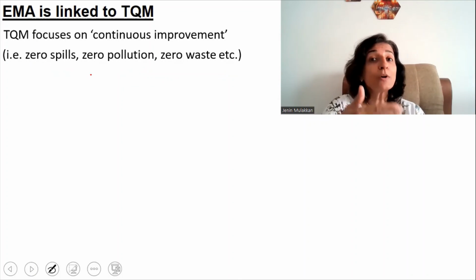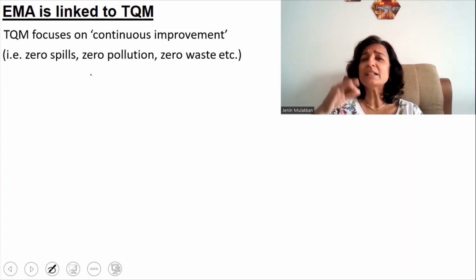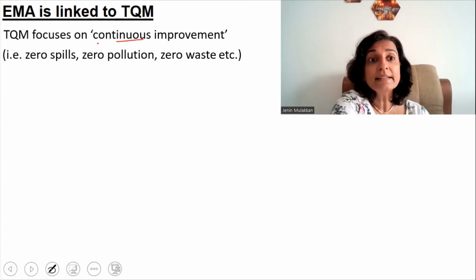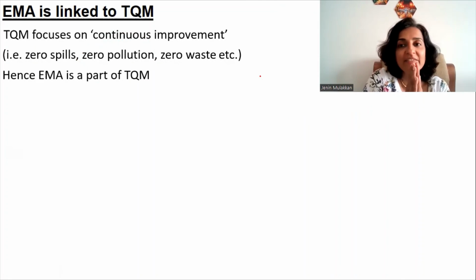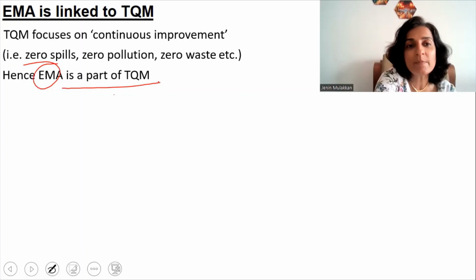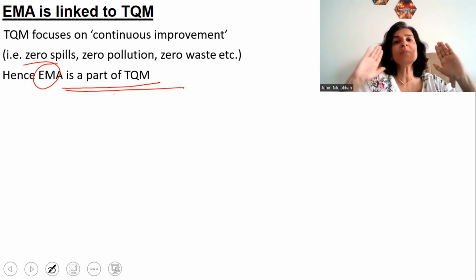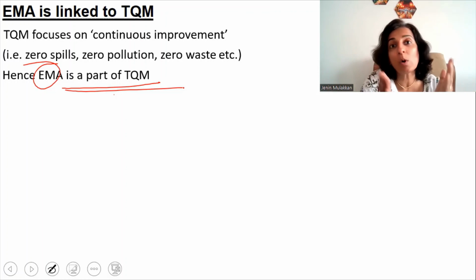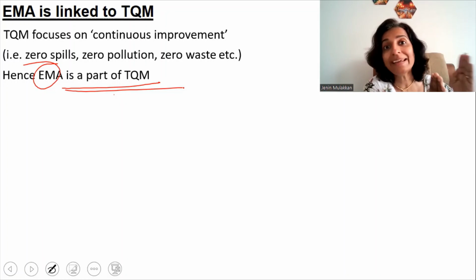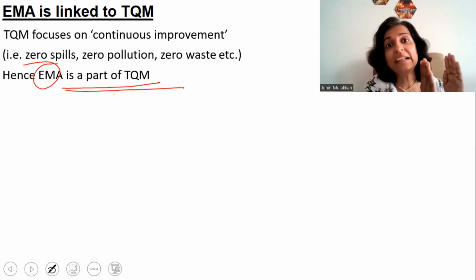That's their target. So what can you understand from this? Once the quality of the product is top class, that is, there is no further scope of improvement, then there is zero pollution. So we can very safely say that environmental management accounting is a part of TQM. TQM is concerned with the overall quality development of the product. And one of the aspects is to create a product which is environment friendly also.